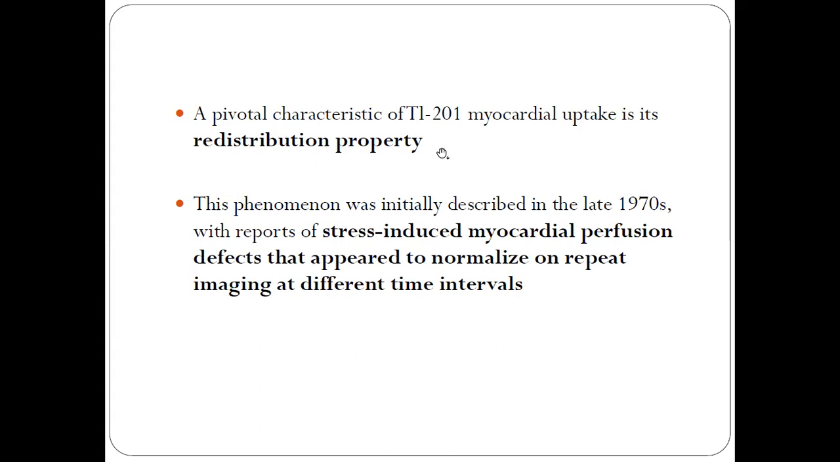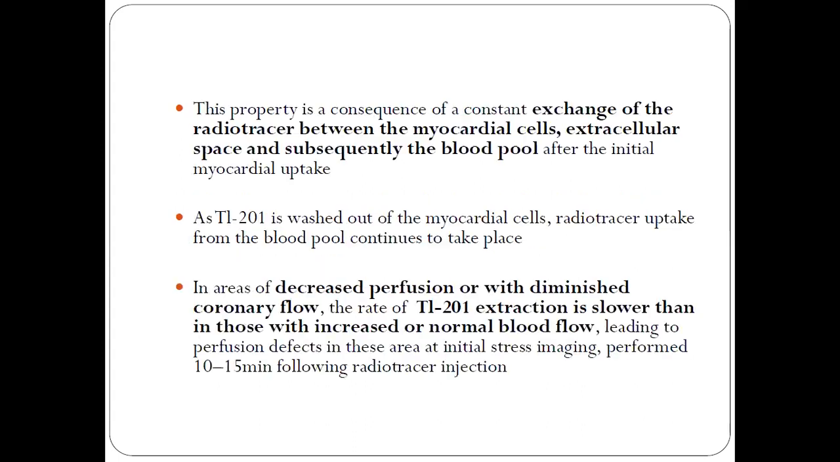One of the important characteristics of thallium-201 myocardial uptake is its redistribution property. This phenomenon was initially described in the late 1970s, with reports of stress-induced myocardial perfusion defects that appeared to normalize on repeat imaging at different time intervals. This property is a consequence of constant exchange of the radiotracer between the myocardial cell, the extracellular space, and subsequently the blood pool. Whenever tracer goes into the myocardial tissue, there is a constant exchange between the myocardial cell, the extracellular space and the blood flow.